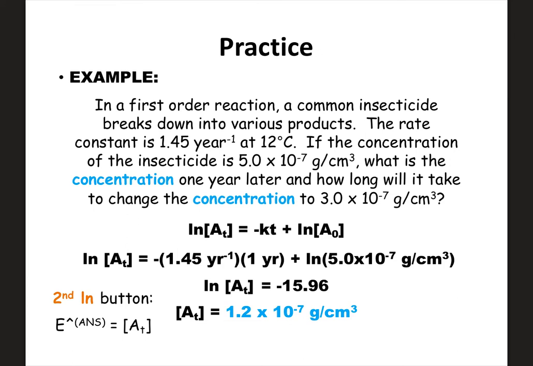Again, a version of this is given on the equation sheet. They don't tell you that it's first order. You have to know that this is the first order equation. So the first thing we're trying to find is the concentration 1 year later. So we are trying to find the concentration at a particular time, 1 year later. We're not trying to find the concentration initially. All right, so you're not looking for this. You're looking for the concentration here at a particular time.